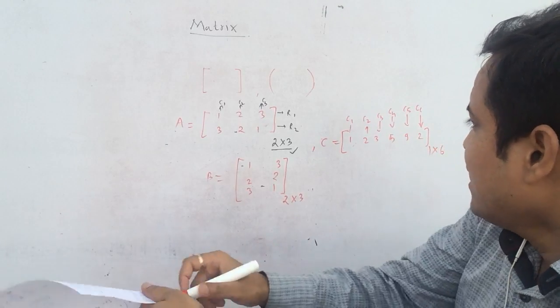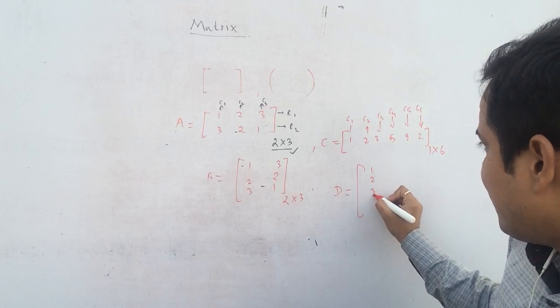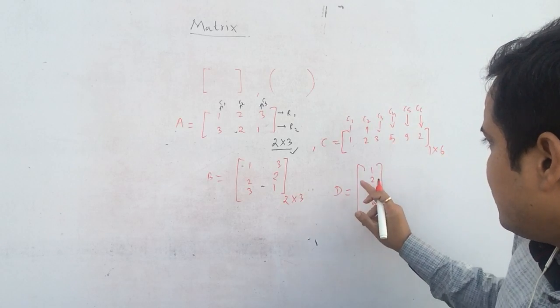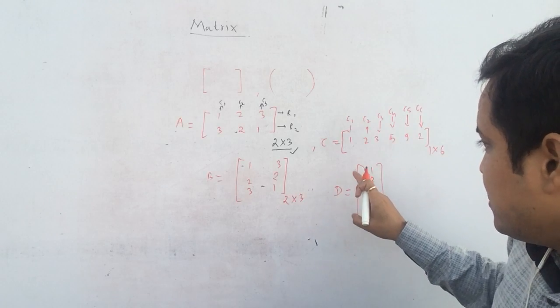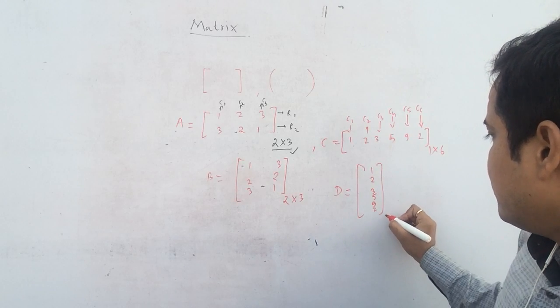In this way, if you assume this D as 1 2 3 5 9 2, it contains one column and 6 rows: 1, 2, 3, 4, 5 and 6. So what do you write here?